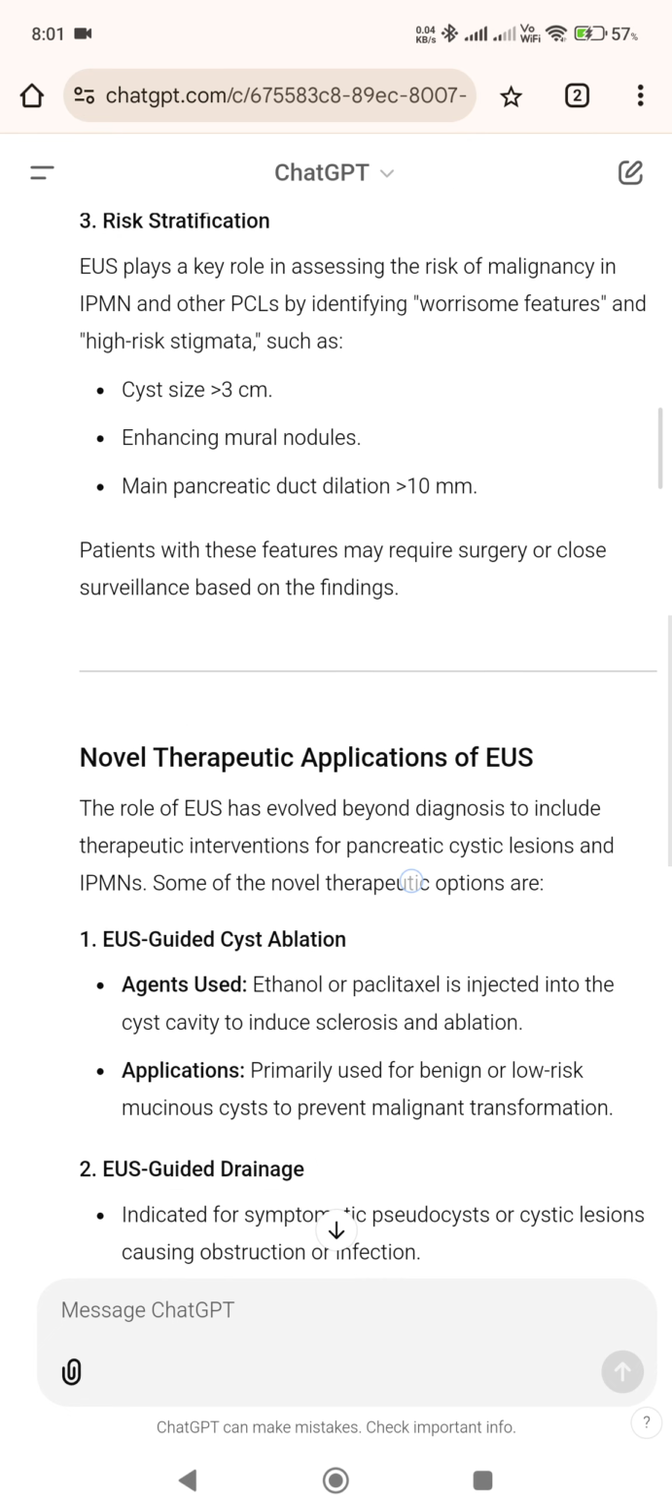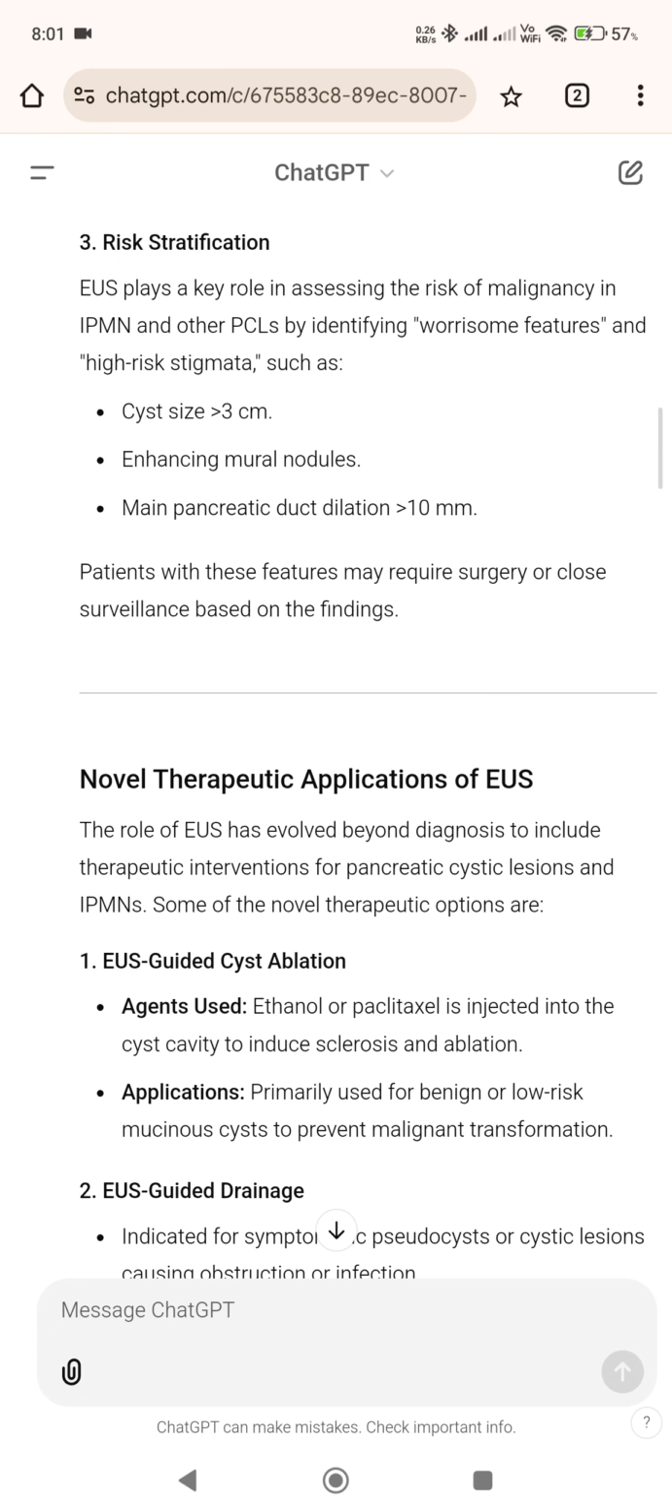3. Risk stratification. EUS plays a key role in assessing the risk of malignancy in IPMN and other PCLs by identifying worrisome features and high-risk stigmata, such as cyst size greater than 3 centimeters, enhancing mural nodules, main pancreatic duct dilation greater than 10 millimeters. Patients with these features may require surgery or close surveillance based on the findings.